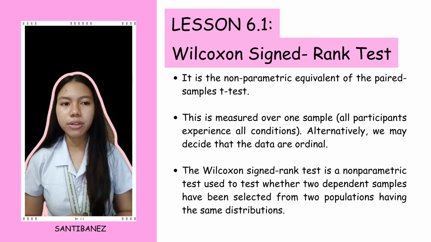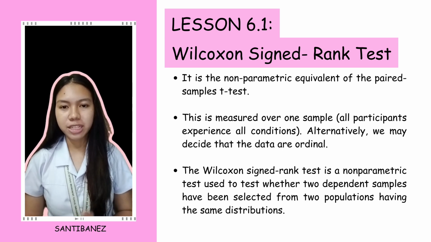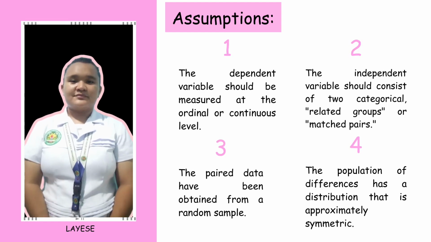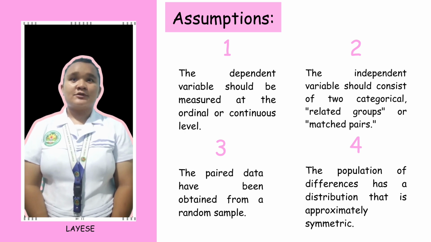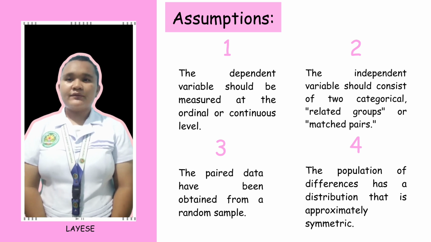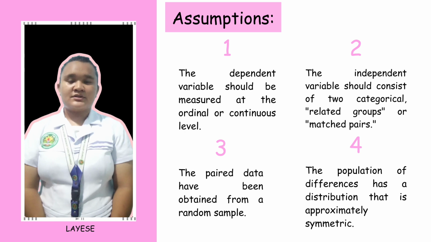The Wilcoxon signed rank test is a non-parametric test used to determine whether two dependent samples have been selected from populations with the same distribution. Assumptions. Number 1. The dependent variable should be measured at the ordinal or continuous level. Number 2. The independent variable should consist of two categorical related groups or matched pairs. Number 3. The paired data have been obtained from a random sample. Number 4. The population of differences has a distribution that is approximately symmetric.